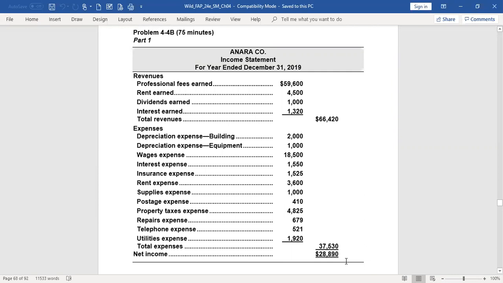It's a positive result. So net income, double underline. An income statement is an income statement. All your revenues minus all your expenses. Positive result, we have net income. So make sure you run through that again and you remember how to do that.